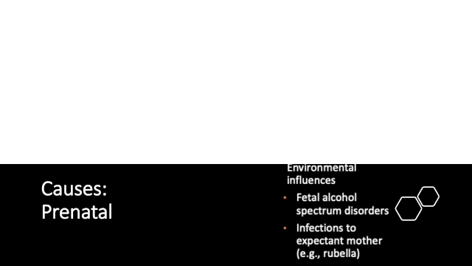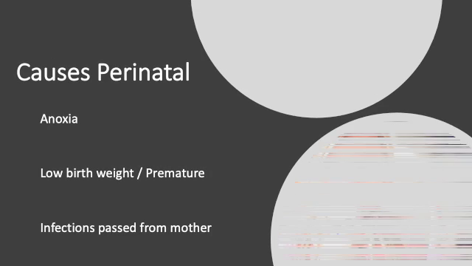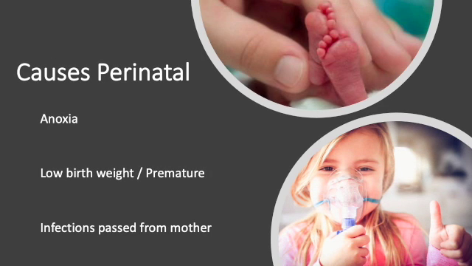And finally, we're looking at environmental influences, such as fetal alcohol syndrome, where when the mother is carrying the baby, if she takes in too much alcohol, then the baby can have various levels of fetal alcohol syndrome. And there are also infections that the expectant mother may pass to her baby, such as rubella. Now, if we switch to the perinatal causes, there is anoxia, which is low oxygen to the brain, low birth weight or premature children, and infections passed on by the mother.